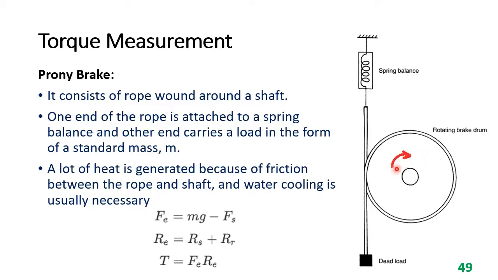So the effective force acting on this shaft can be given as mg minus Fs, and the effective radius can be given as the radius of this cylinder Rs plus the radius of this rope Rr. So we can find the torque as Fe into Re. In this method, a lot of heat is generated because of friction between the rope and this shaft, and water cooling is usually necessary.